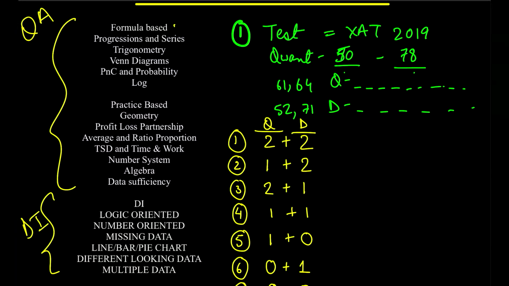So make sure your first approach for the next 5 days, बिल्कुल सीरियसली इन दो सेक्शंस पे आपको काम करना है. लॉजिक ओरिएंटेड एंड मिसिंग डेटा. These two are the most important things for you people who are doing fairly good in the DI section. Okay, and the other things are good enough.